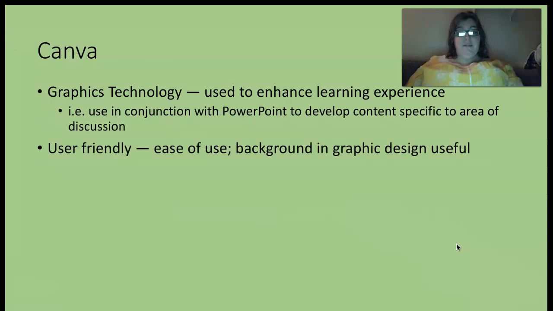It's user-friendly. It is very much a click-and-go type program. However, a background in graphic design is useful, though not required. And it is relatively inexpensive at $149 per year.